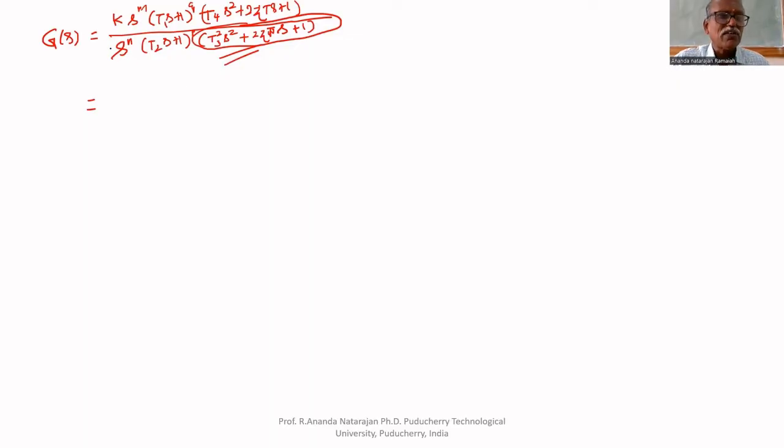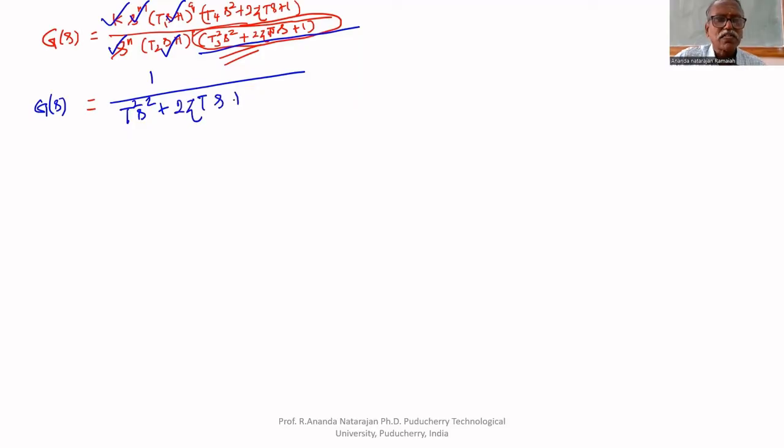So, if you factorize a given transfer function, these are the possibilities. For that, already we have seen 1 by s, s in the numerator, k, first order factor, repeated factors, and all. Only pending is this. So G of s equals 1 upon tau square s square plus 2 zeta tau s plus 1. If this factor is there, what is the Bode plot that we are going to see today?